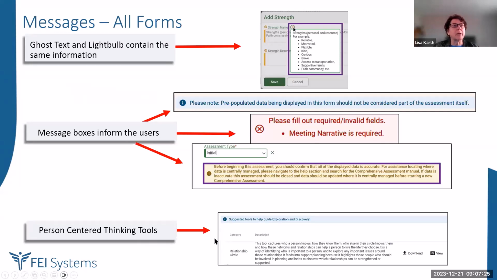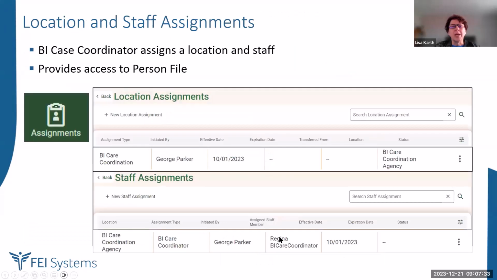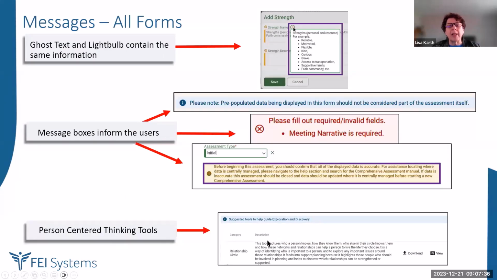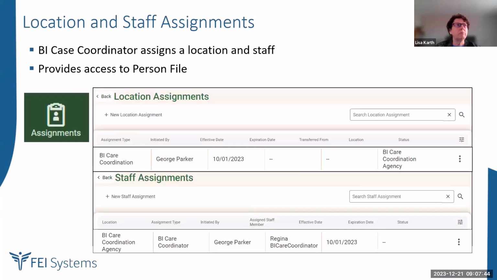And then in the person-centered plan, you're going to see that there are what are called person-centered thinking tools. And these are tools that are available. You can upload them. They may be links, and they're going to help you in your conversation with the person. Here, I want to just show you the assignments. There's an assignments icon, and the location assignment is displayed here. And then there is the staff assignment. And when things come to you, that assignment's already made.